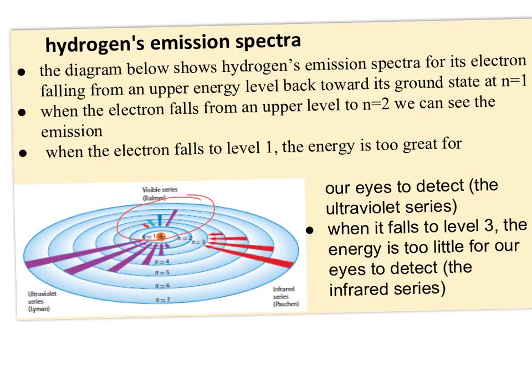If it falls all the way to energy level 1 though, that's a higher energy series that we can't see, and it's an ultraviolet series that we have equipment that can detect, known as the Lyman series. Or if it only falls to energy level 3, then the energy series is a lower energy that we can't see and falls in the infrared range.